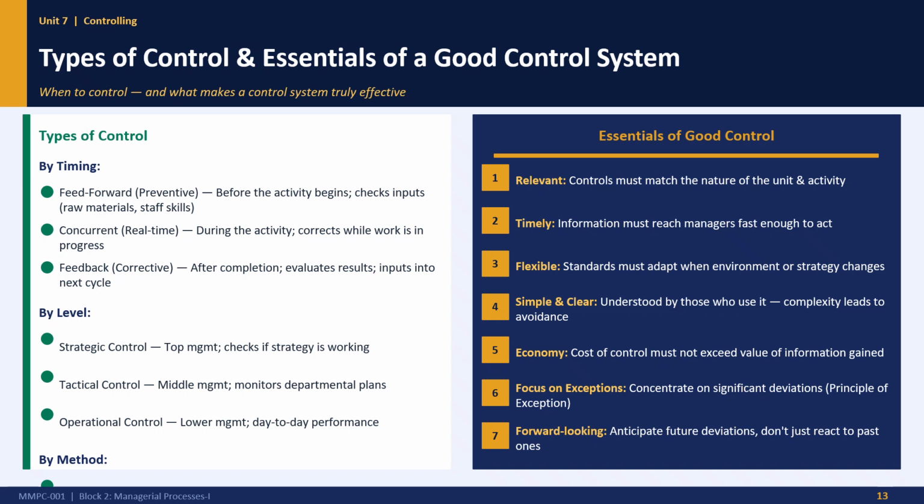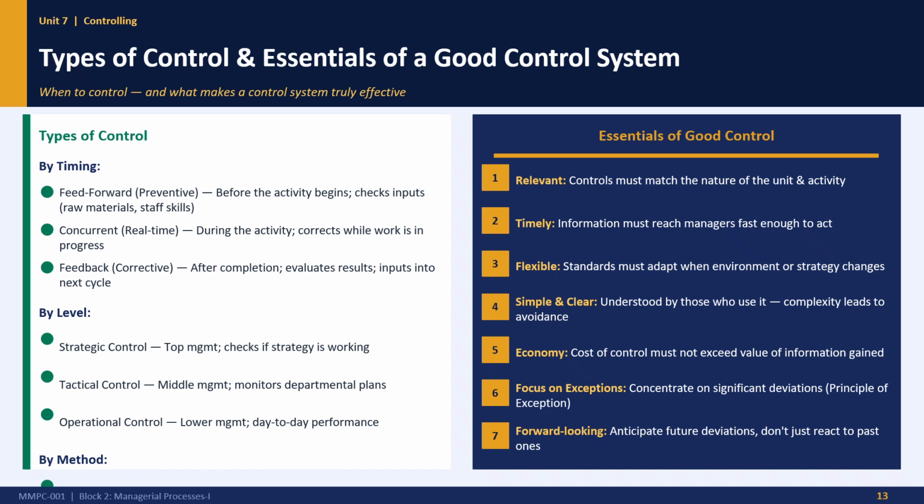Control can be classified in different ways. Based on timing, we have feed forward control, which is preventive and occurs before the activity, concurrent control, which takes place during the activity, and feedback control, which occurs after the activity is completed.